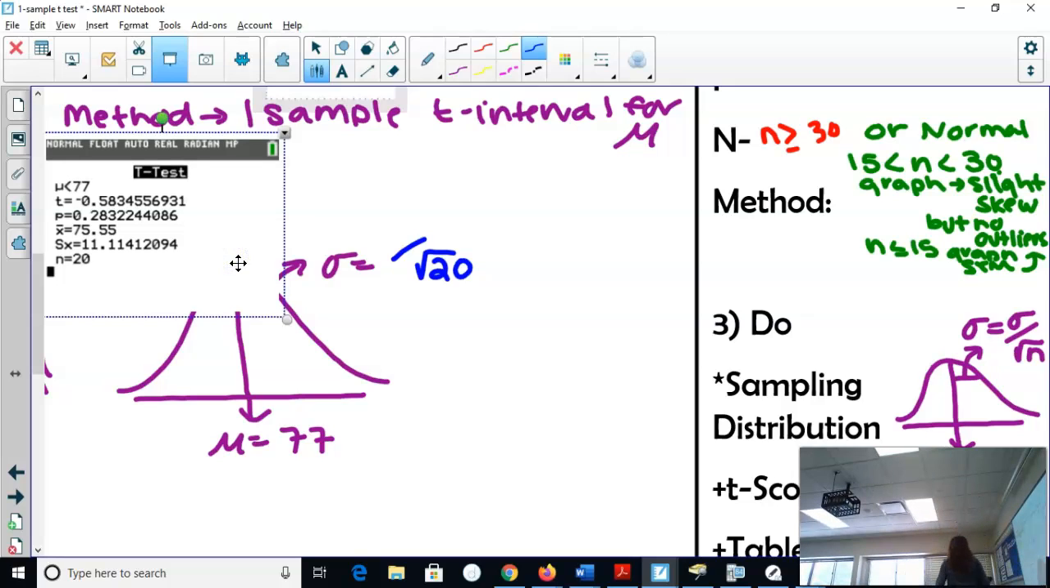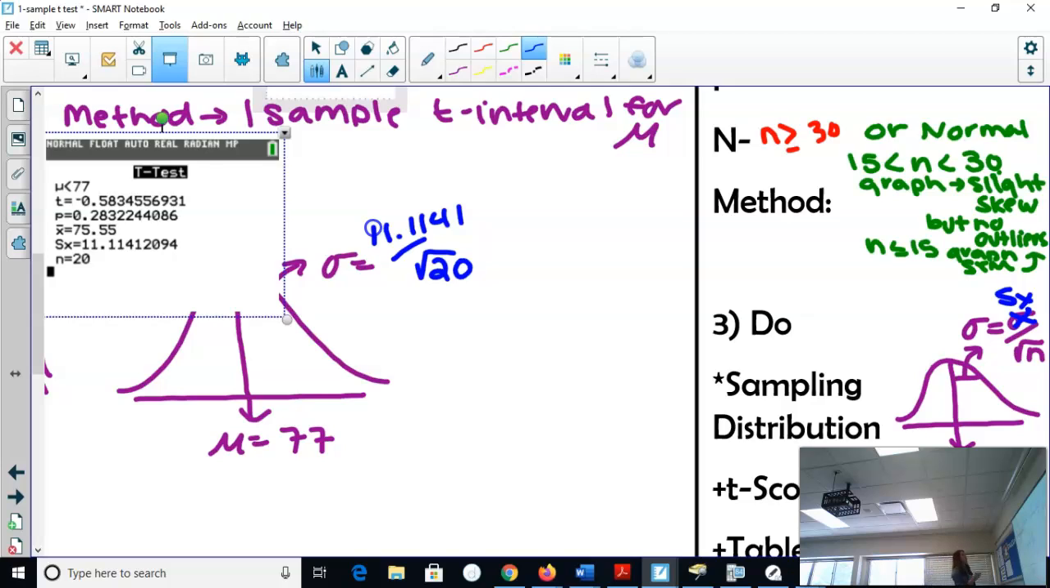Okay, so I have my Sx. My Sx is 11.41, so I'm going to fill this in right here. I'm actually going to cross this out because I don't want people to confuse you. Remember, if we have our population standard deviation, we can use a Z. We don't have that. We have a sample standard deviation. That's describing our data. That is why we're using the T distribution.